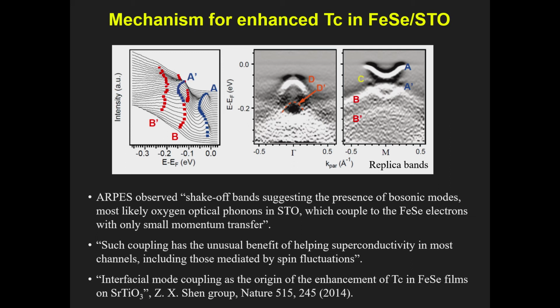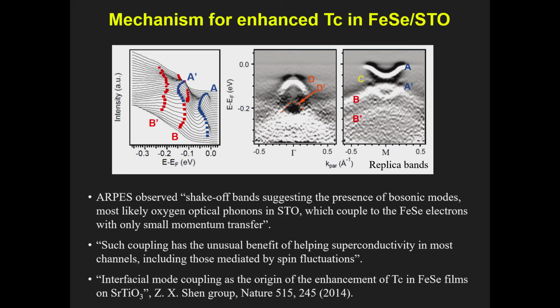They found something very interesting, and I think they summarized it very nicely in the title of the paper. They conclude that the interfacial mode coupling is the origin of the enhanced TC in iron selenide film. Basically, in this ARPES measurement, they see replica bands for most of the conduction and valence bands, like A to A prime, B to B prime. Those are the shake-off bands, which are due to the phonon mode in the SrTiO substrate, which couples to the iron selenide with only a small momentum transfer.